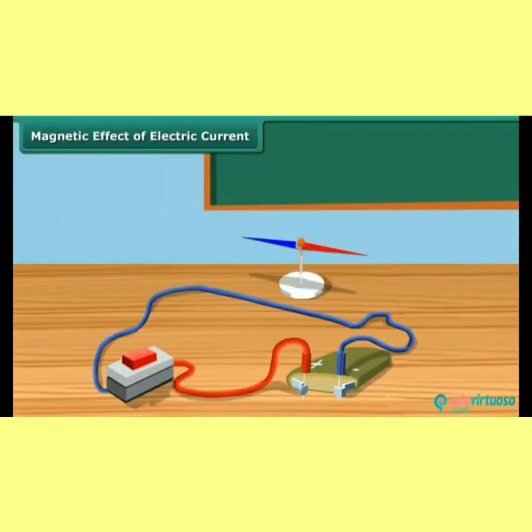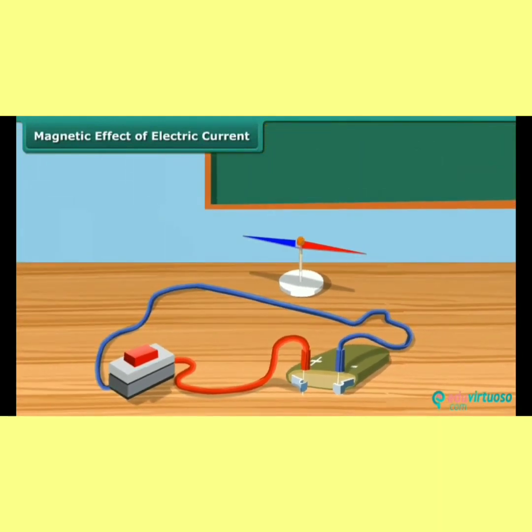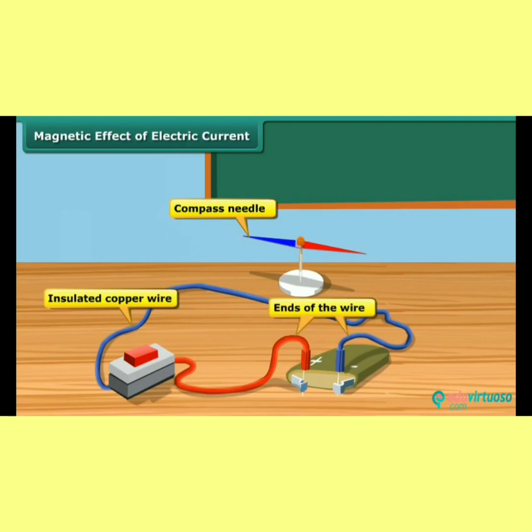When an electric current is passed through a wire, it behaves like a magnet. Let us perform a simple experiment to understand it. Take a thin insulated copper wire and fix it in the north-south direction. Place a compass needle, which is a tiny magnet, under the wire. Connect the 2 ends of the wire to a battery.